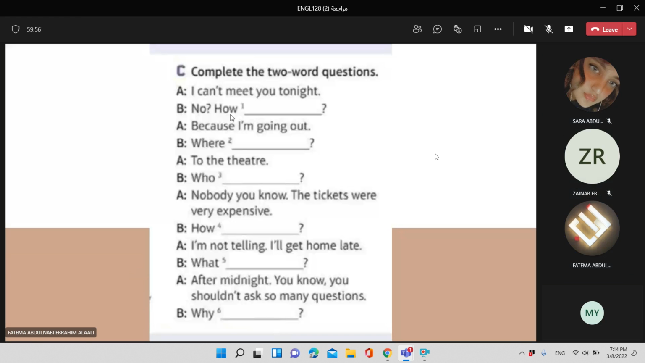Then how much they are. Okay. I'm not telling. The answer: I will get home late. What time will you be at home? The answer: after midnight. You know, you shouldn't ask so many questions. Why not?